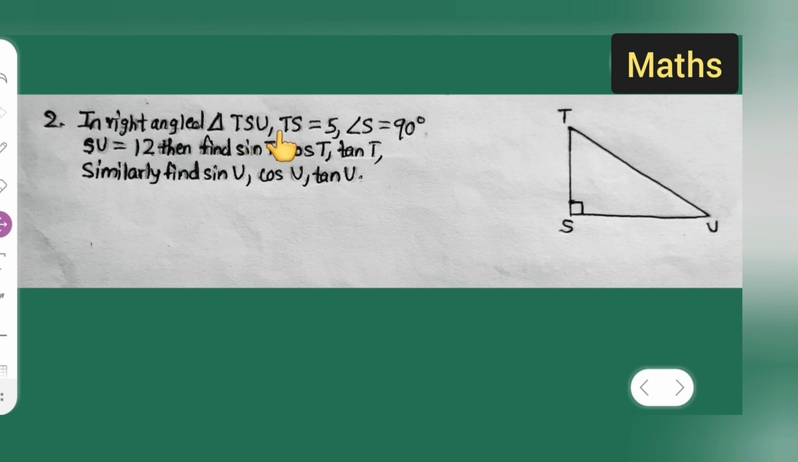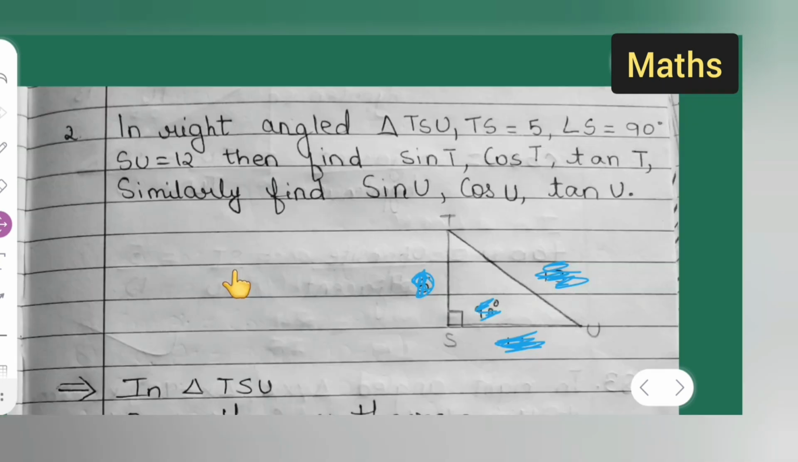In right angle triangle TSU, TS is equal to 5, angle S is equal to 90 degrees, SU is equal to 12. Then find sin T, cos T, tan T. Similarly, you have to find sin U, cos U and tan U, okay. Same way I have given you the question for you all. I have solved it over here.